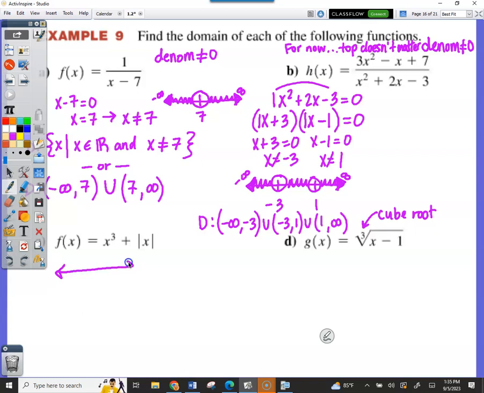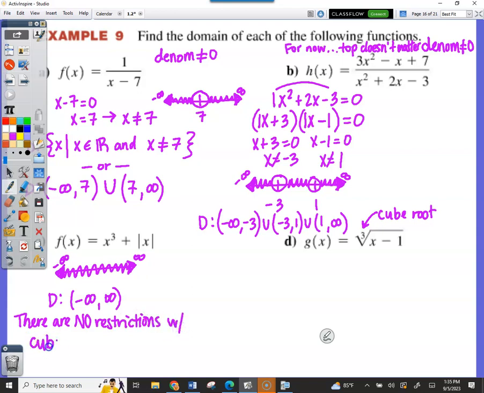So if you visualize a number line, basically any number is fair game. So the domain is negative infinity to positive infinity. It might help to make a note. There are no restrictions with cubic or absolute value functions. There's no restrictions with a cubic. There's no restrictions with an absolute value function. You can plug anything in there that you want, and it's fair game.